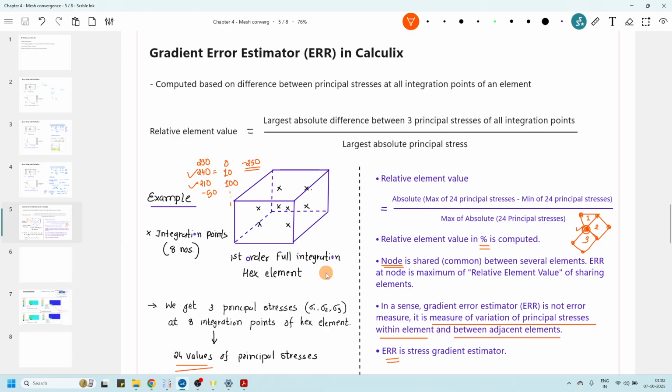So now in next chapter we will see the demonstration or workshop, and using ERR we will see how to perform mesh convergence study.